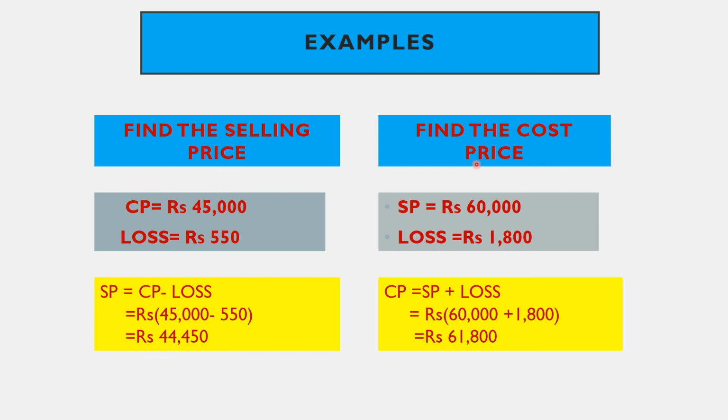Now one more example. Find the cost price. Now you have to find the cost price when selling price is given as rupees 60,000 and loss is given as rupees 1,800. So cost price is equal to, now obviously when there is a loss, your selling price is less. That means cost price is more. So cost price is selling price plus loss. So rupees 60,000 plus 1,800. On adding, you get rupees 61,800 as the cost price.